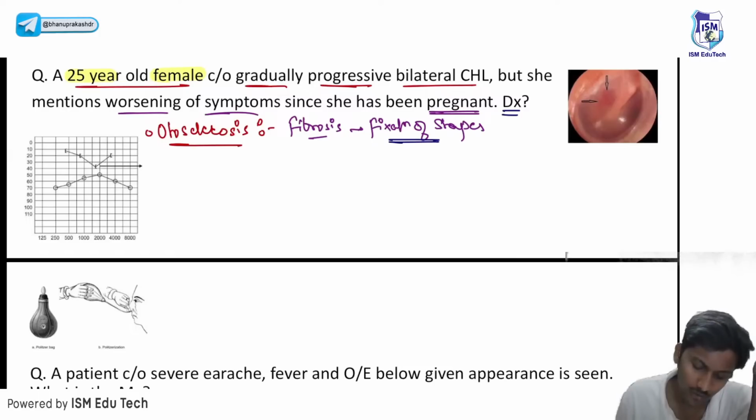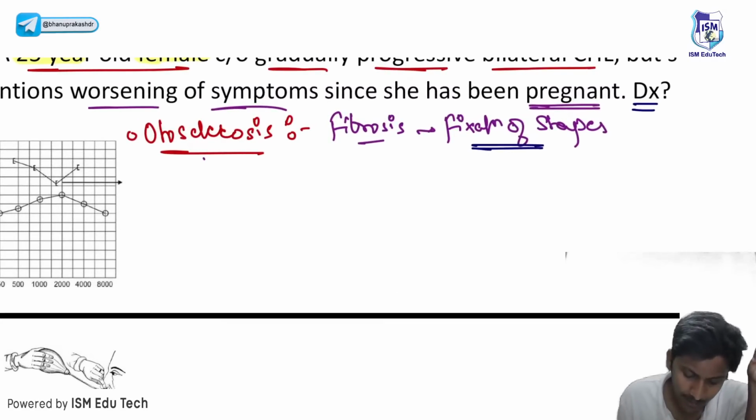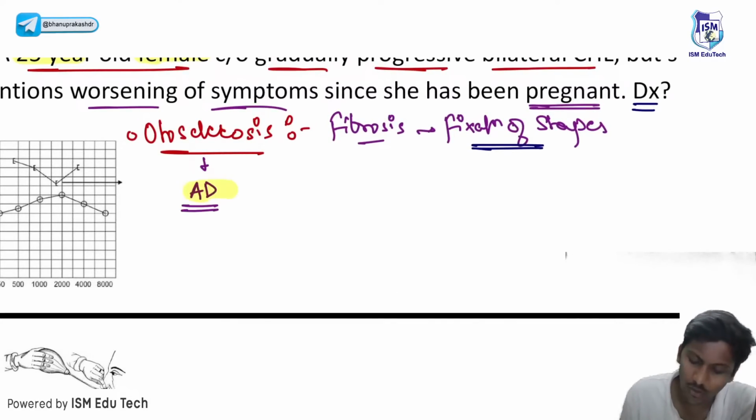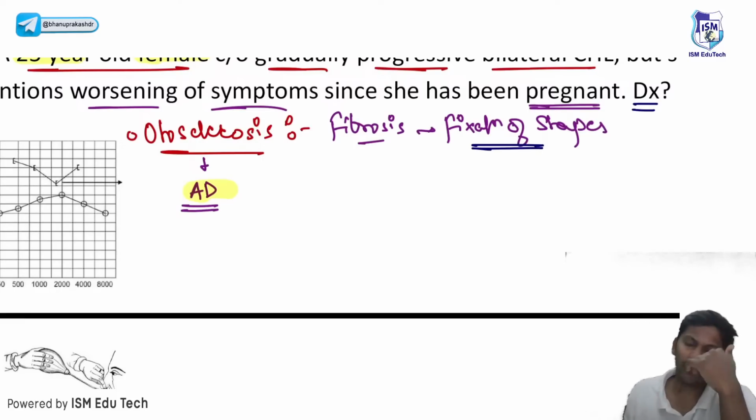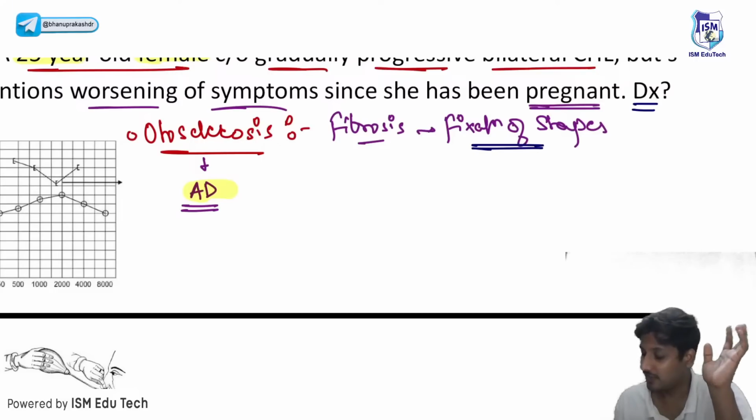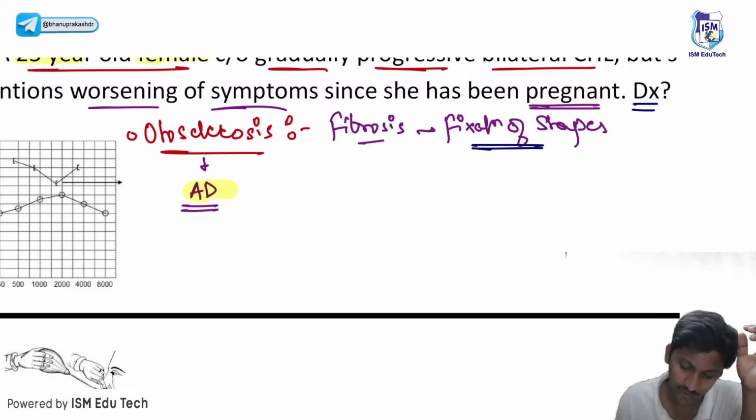This condition is known as otosclerosis. It has some genetic predisposition. The pattern of inheritance is autosomal dominant, that you need to remember. Okay, it is usually common in young females, usually in their second, third or fourth decade of life.